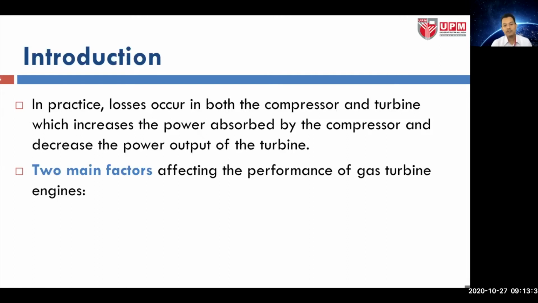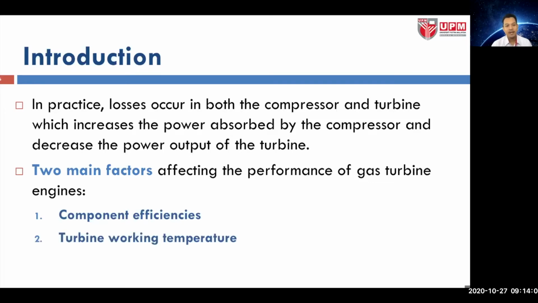Right, the two main factors normally affecting the performance of gas turbine engine are, namely, the first one, the component efficiencies. Component meaning the compressor, the combustion chamber, and finally the turbine. So those three major components' efficiencies will affect the performance of the gas turbine engine. And the other one is turbine working temperature, what we call the turbine inlet temperature, TIT. The higher the turbine inlet temperature coming out from the combustion chamber, the better the performance of the gas turbine engine.